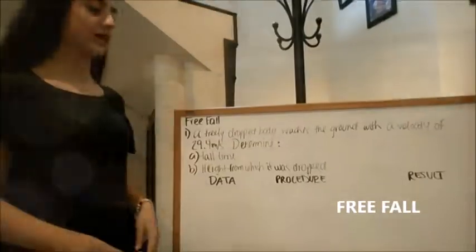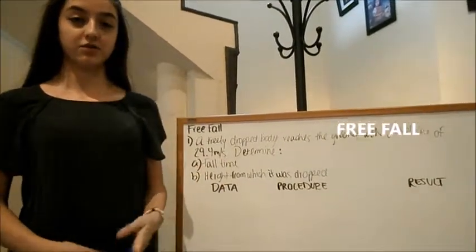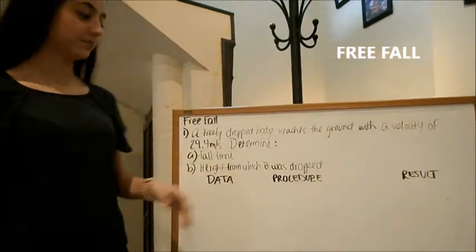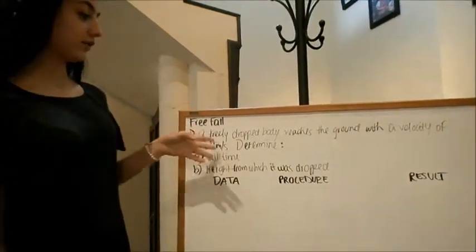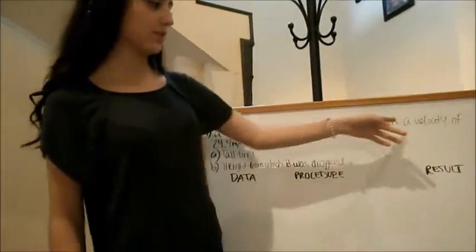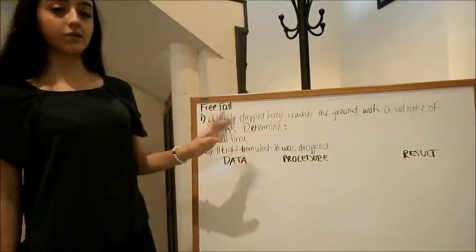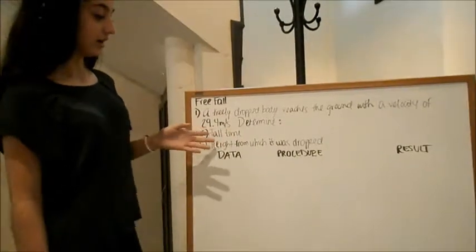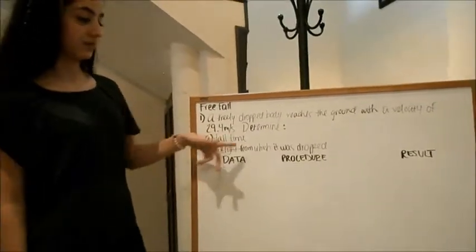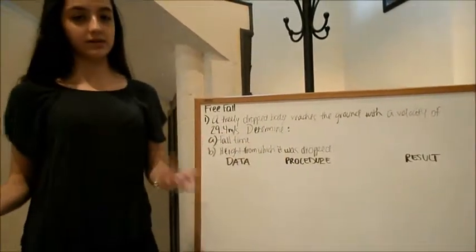Now I'm going to explain some problems of the stage 3. The first one is about free fall. So the problem says, a freely dropped body reaches the ground with a velocity of 29.4 meters per second. So this problem is asking you to determine the fall time and the height from which it was dropped. That would be the distance.